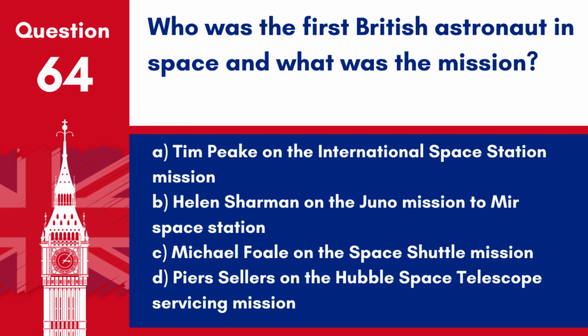Question 64. Who was the first British astronaut in space and what was the mission? A. Tim Peake on the International Space Station mission. B. Helen Sharman on the Juno mission to Mir Space Station. C. Michael Foale on the Space Shuttle mission. D. Piers Sellers on the Hubble Space Telescope servicing mission.